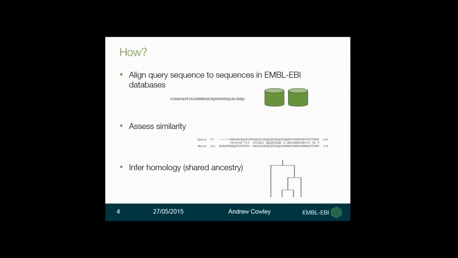How do we do that? Well, we start off with a query sequence. This could be an unknown sequence or a sequence that we want to investigate. And we align that sequence with other sequences in the EMBL-EBI databases. During that alignment, we can assess the similarity, and through that, we can infer homology, which is shared ancestry. And it's this homology inference that allows us to transfer information and make use of what we found in the database.